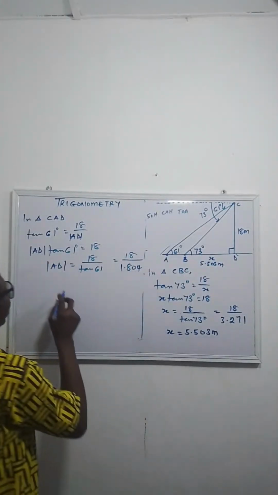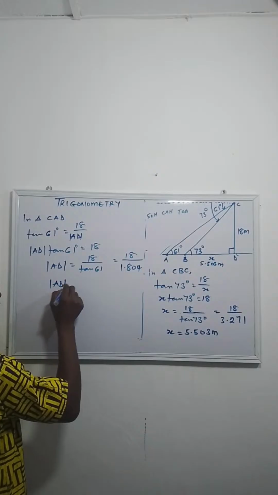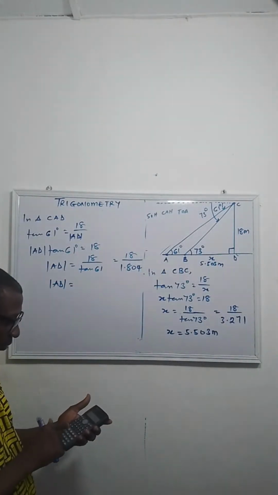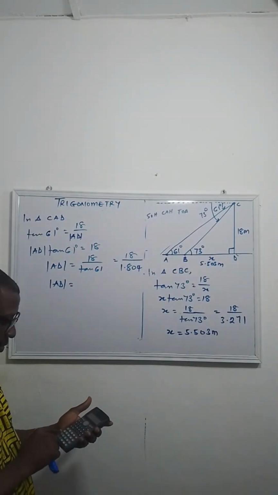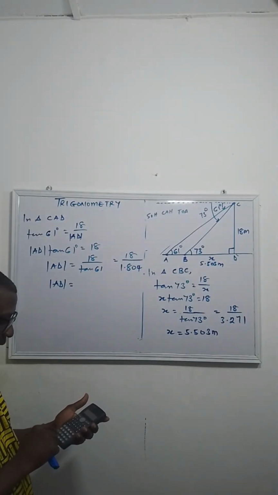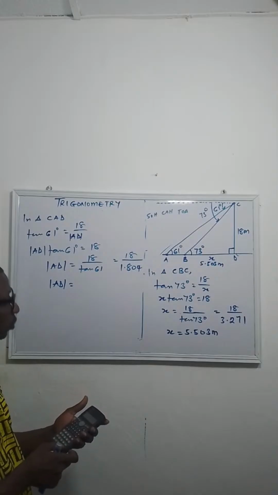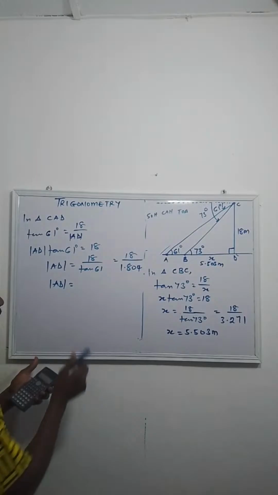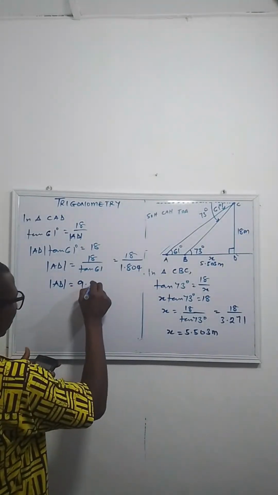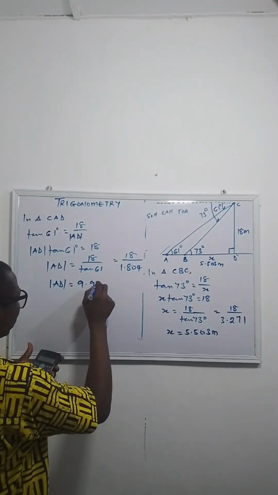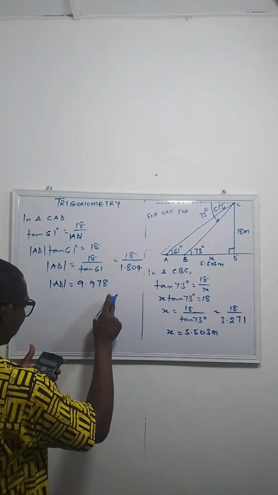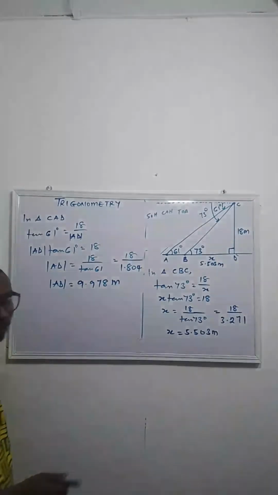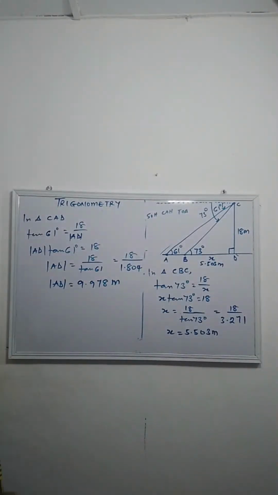1.804. Okay, so AD gives us what? So let's divide this. When you divide, 18 divided by 1.804, what do you have? That's 9.978. 9.978 meters. Okay, so that's what you have.